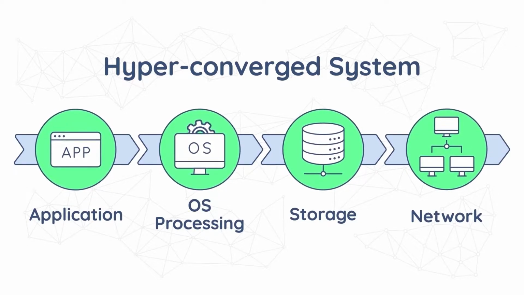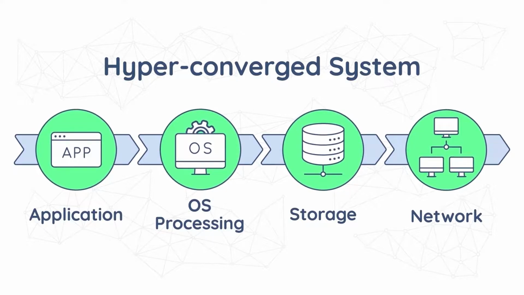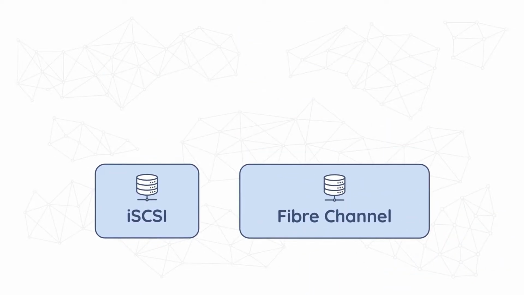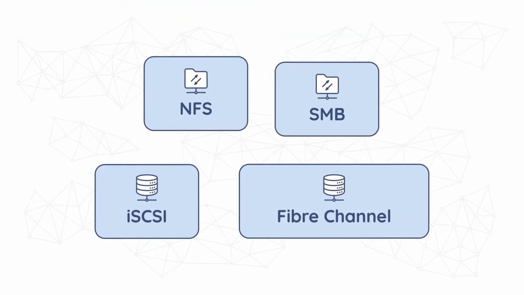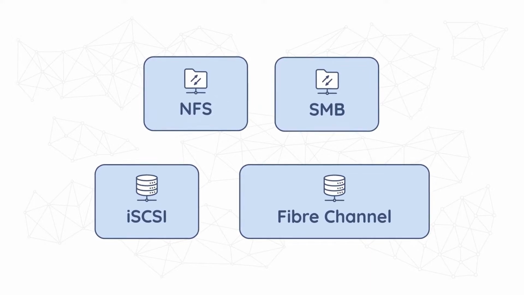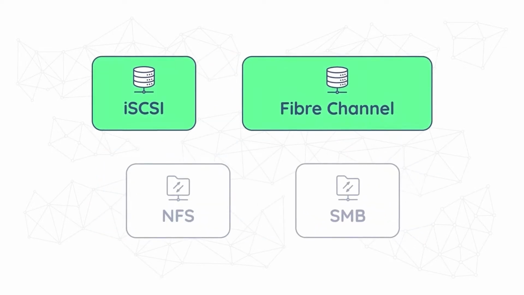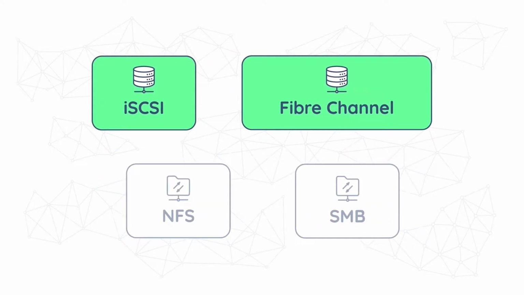One of the essential parts of hyperconvergence is how the software-defined storage is presenting or sharing storage devices back to the system. There are various storage protocols, such as iSCSI, Fibre Channel, NFS, and SMB. However, the main difference between them is how they operate with the storage on the block level or on the file level. Let's start with block-level storage protocols.